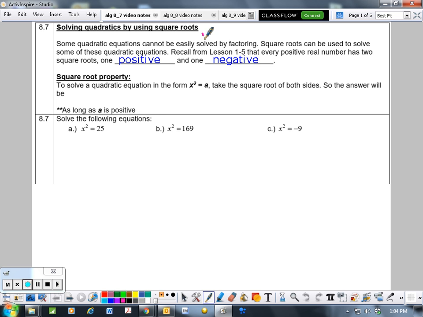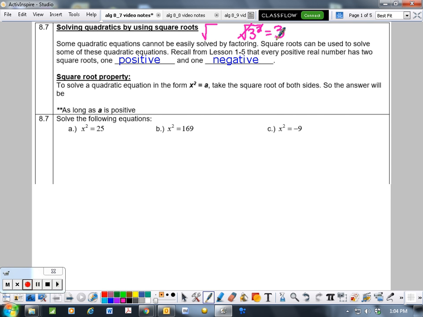So square roots look like this. The nice thing about square roots is when I square root 3 squared, the square root cancels out a square to leave me with the number 3. It's an inverse operation, and so we're going to be using that to help us out. Some quadratic equations cannot easily be solved by factoring. Square roots can be used to solve some of the quadratic equations.